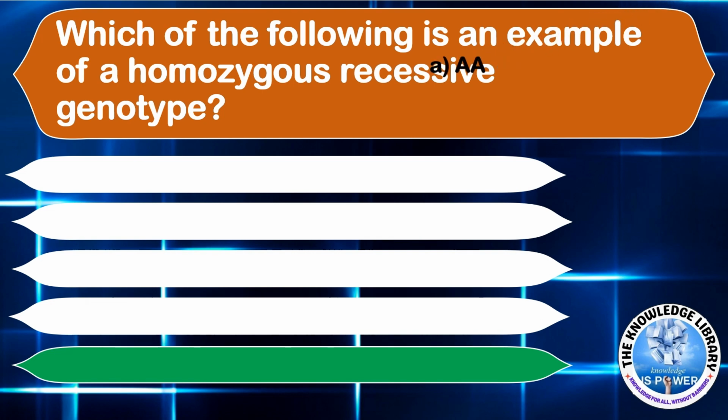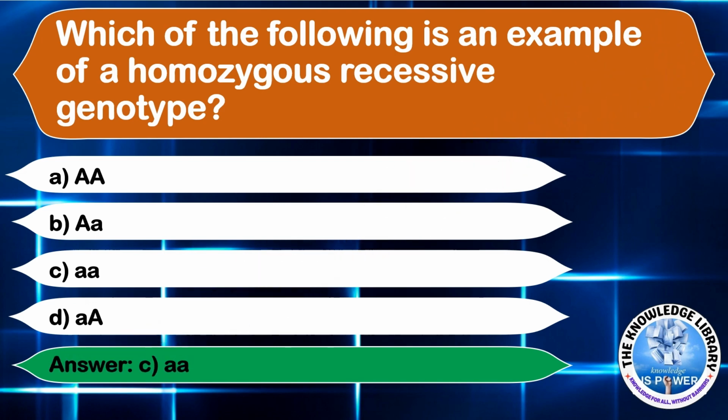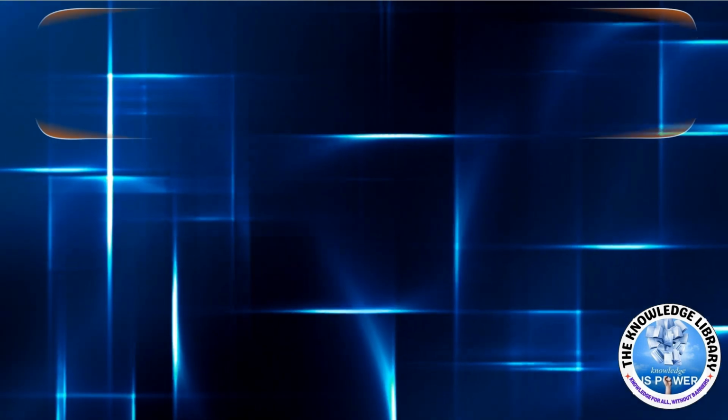Next question is, which of the following is an example of a homozygous recessive genotype? Option A, Option B, Option C, Option D. Answer is option C.